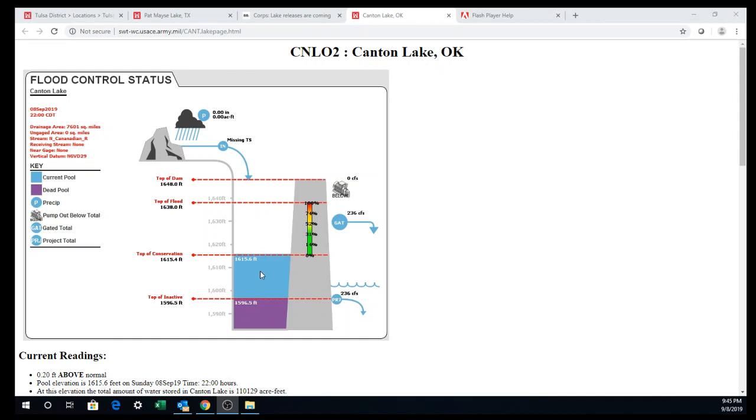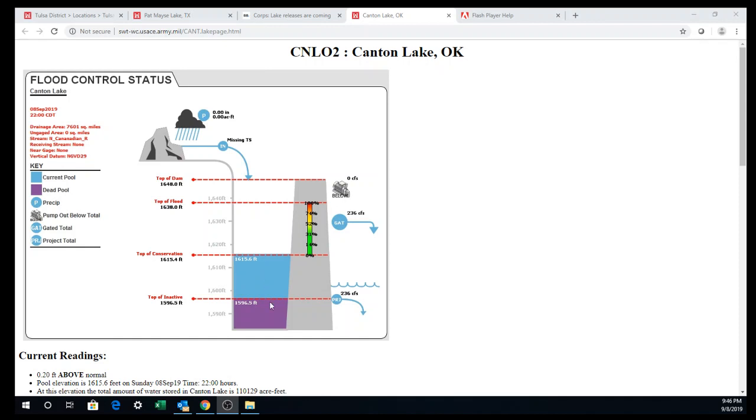Above the inactive zone, you have the conservation zone. Here you have the top of conservation at 1615.4. The conservation zone is basically just what it sounds like. It's set aside to conserve water for future use, and these uses that they're conserving water for can be water supply, it can be hydropower. You may even set aside some water for downstream water quality. For instance, you may have a minimum release that you make for downstream water quality. Basically any type of use or any type of set aside for a future use, that's what the conservation pool is used for.